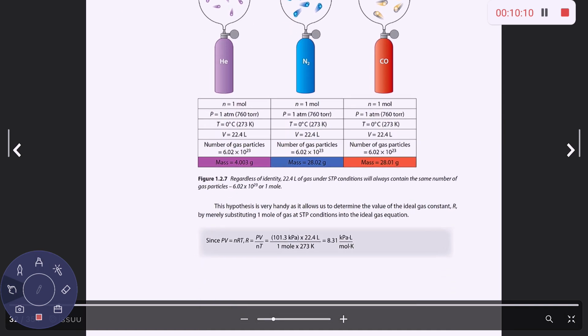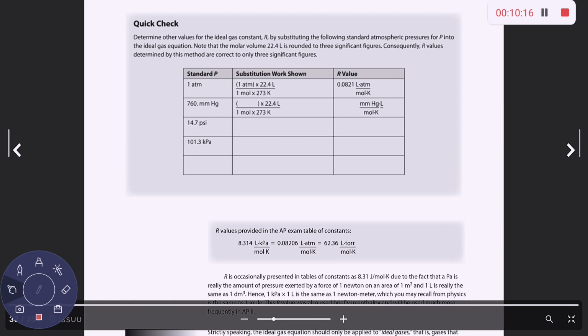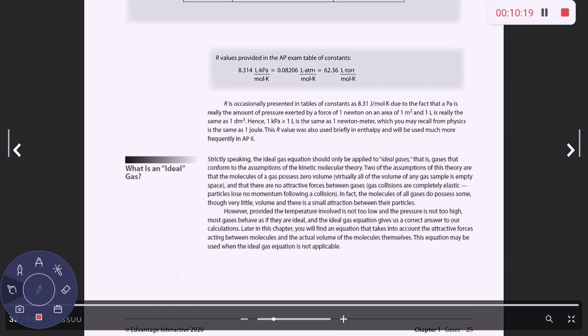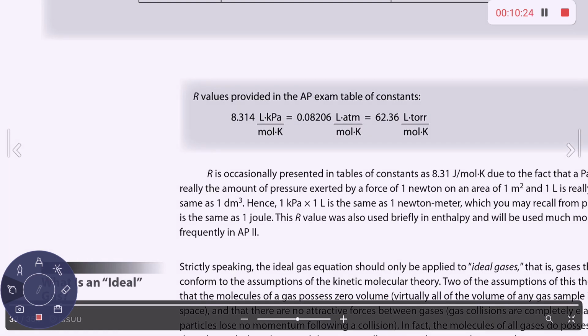So if we come down here, I can't remember if they put them all here. Okay, let's use them over here. They're showing you how they did it here in the quick check. We're not going to do that. So here are the R values. You will sometimes see these shortened. For instance, I think in your book, does it say 8.31 or 8.314? 8.314. Yeah. I would probably use 8.31. And this one I would probably use 0.0821. And this one I would use 62.4.